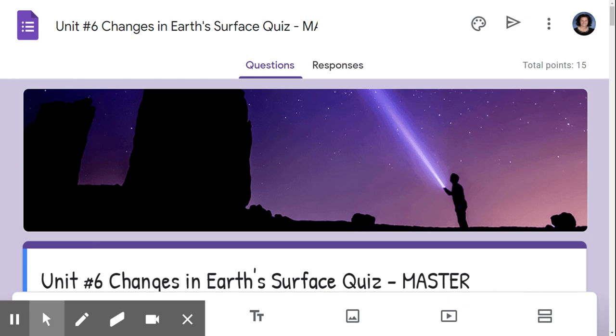Question 2. Identify the following as examples of physical or chemical weathering. Number 1 is a stream wearing down a rock into a smooth shape. 2 is water in a crack of a rock freezing, then expanding and breaking the rock. 1 is physical weathering, 2 is chemical weathering. 1 is chemical weathering, 2 is physical weathering. They are both physical weathering, or they are both chemical weathering.